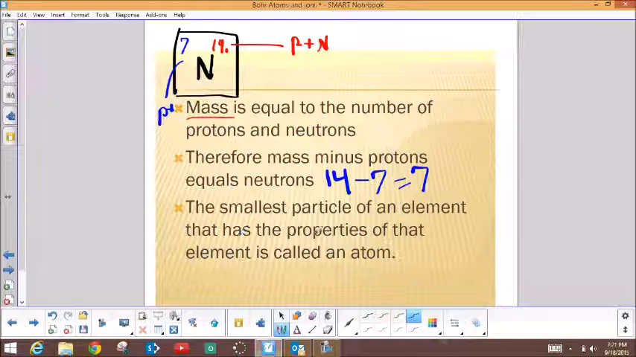The other thing we might want to discuss before we get any further is the definition of an atom, and that is the smallest particle of an element that still has the properties of that element. That's an atom. If I start talking about these subatomic particles of protons, neutrons, and electrons, they don't have the properties of the element nitrogen. So they are subatomic particles.